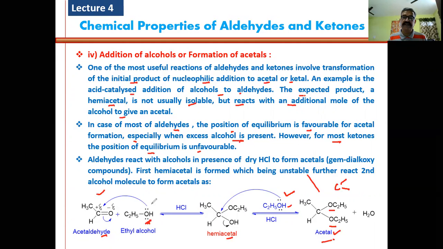इसलिए हमने एल्डिहाइड के साथ दिखाया है. In presence of dry HCl gas, aldehydes react with alcohol to form acetals, gem dialkoxy compounds. First hemiacetal is formed, which being unstable further reacts with second alcohol molecule to form acetal. याद रखें बच्चे, कीटोन में ये रिएक्शन फेवरेबल नहीं है.